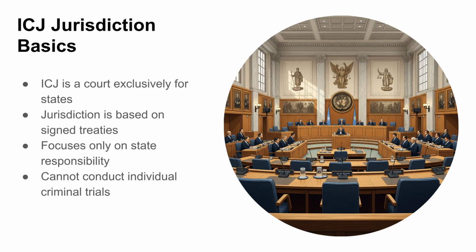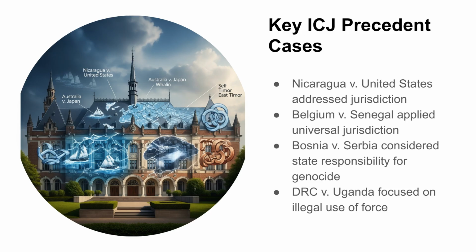The ICJ is exclusively a court for states. Its jurisdiction is based on signed treaties and focuses only on state responsibility. It cannot conduct individual criminal trials. Key ICJ precedents include Nicaragua versus United States, addressing jurisdiction, and Bosnia versus Serbia, which considered state responsibility for genocide.